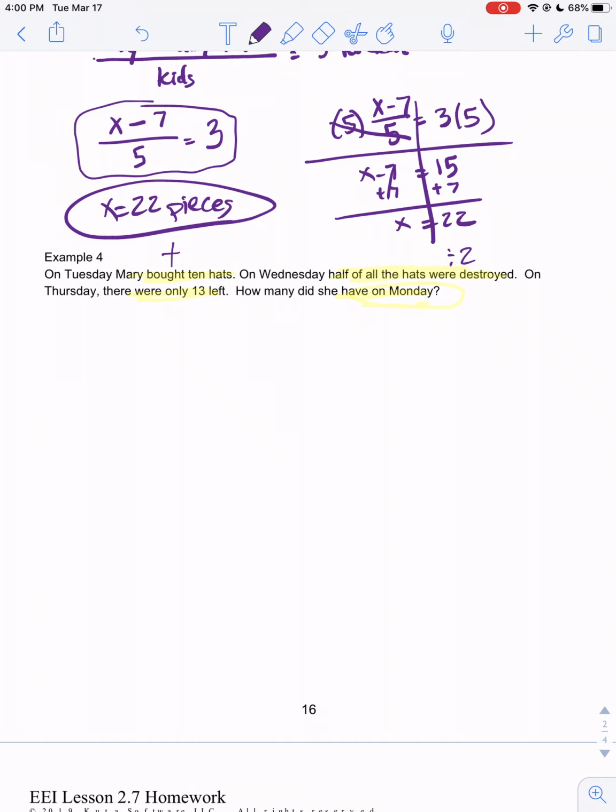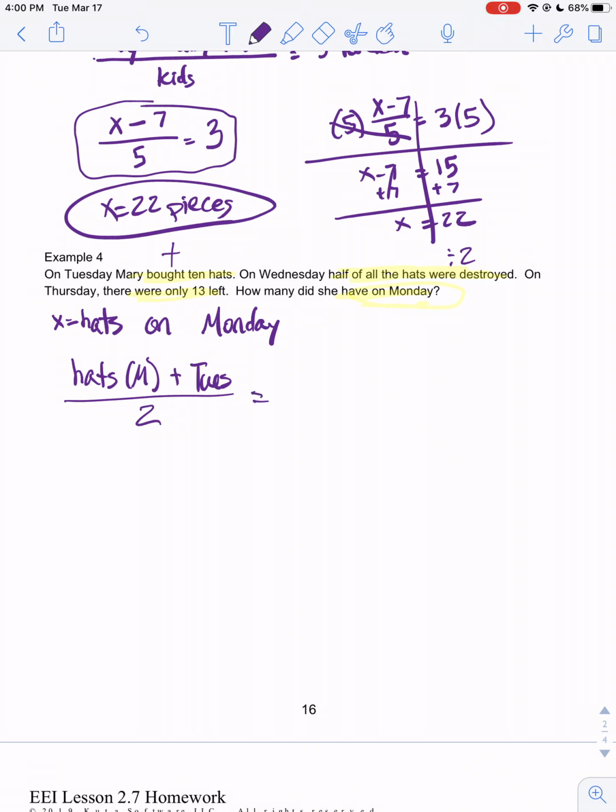All right, so let's first say what X is. So X is, what's our question? How many did she have on Monday? So it'd be X equals hats on Monday. Then I'm going to write my verbal equation. So I know I have some hats on Monday. Then I bought 10 more. So plus Tuesday hats. But then half of them were destroyed, so I'm going to have to divide by 2. And then that's going to equal my leftover on Thursday.